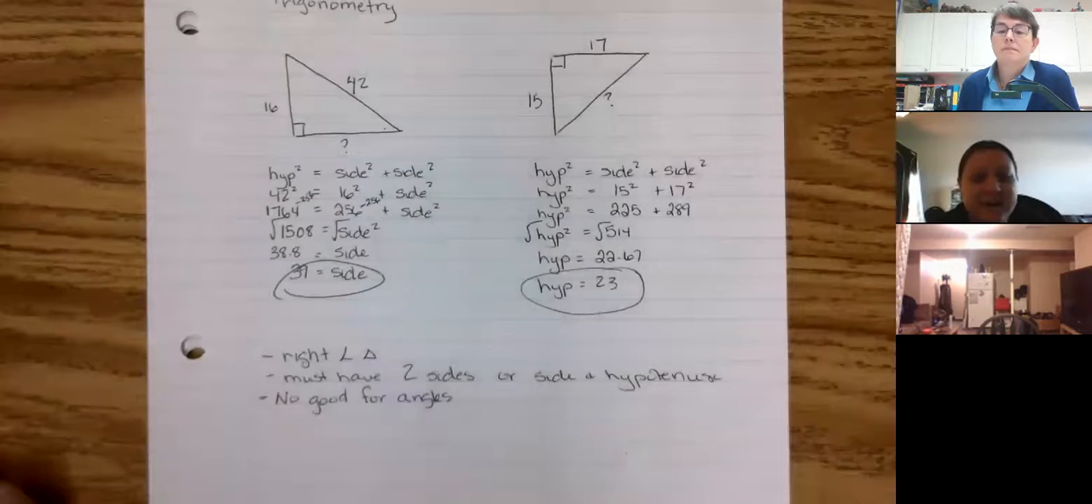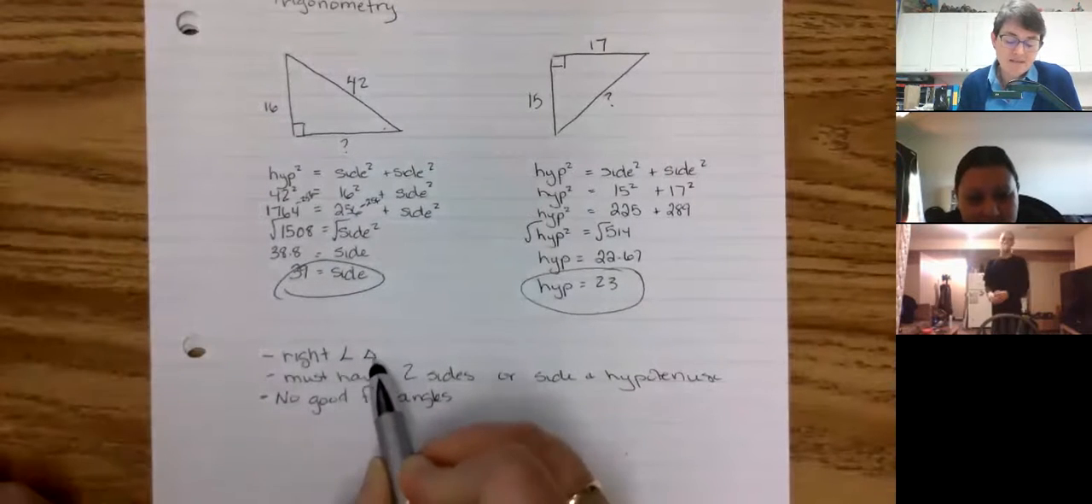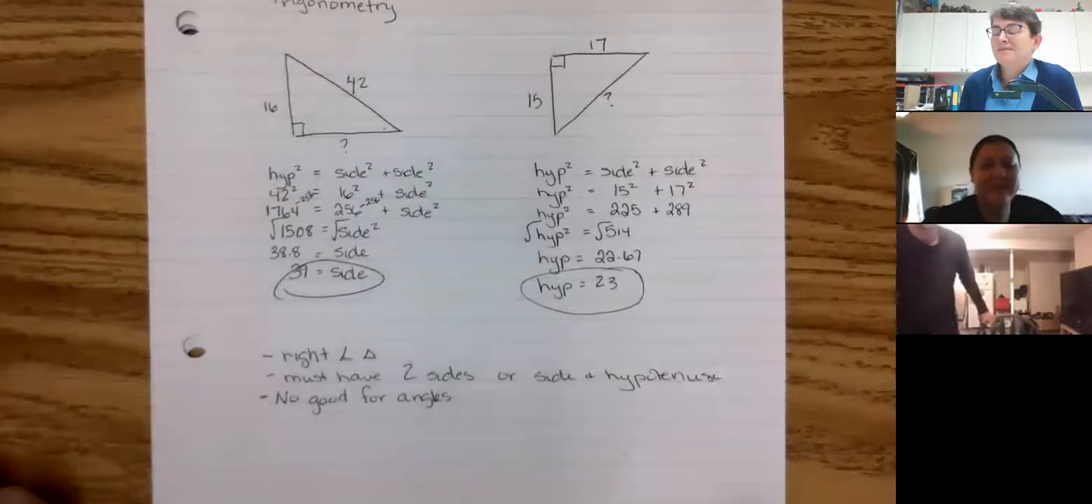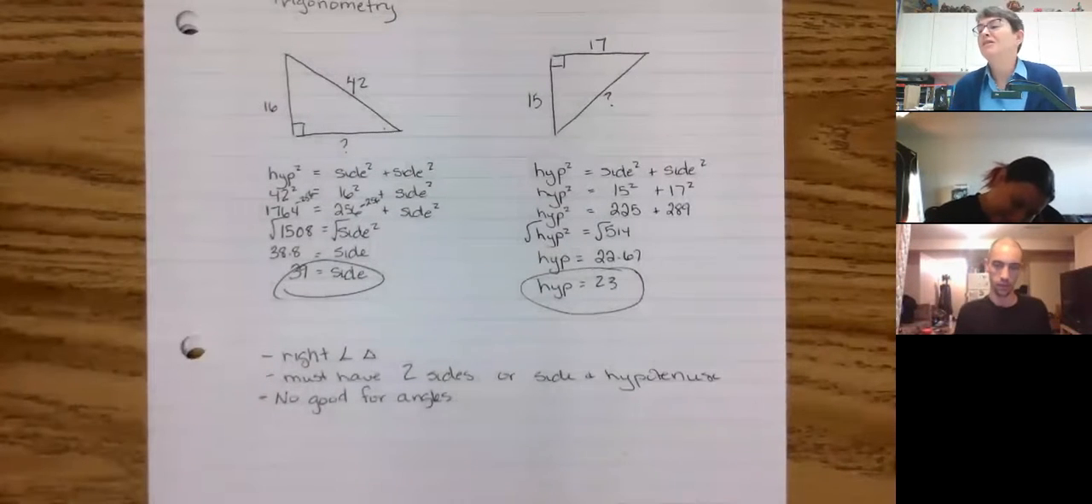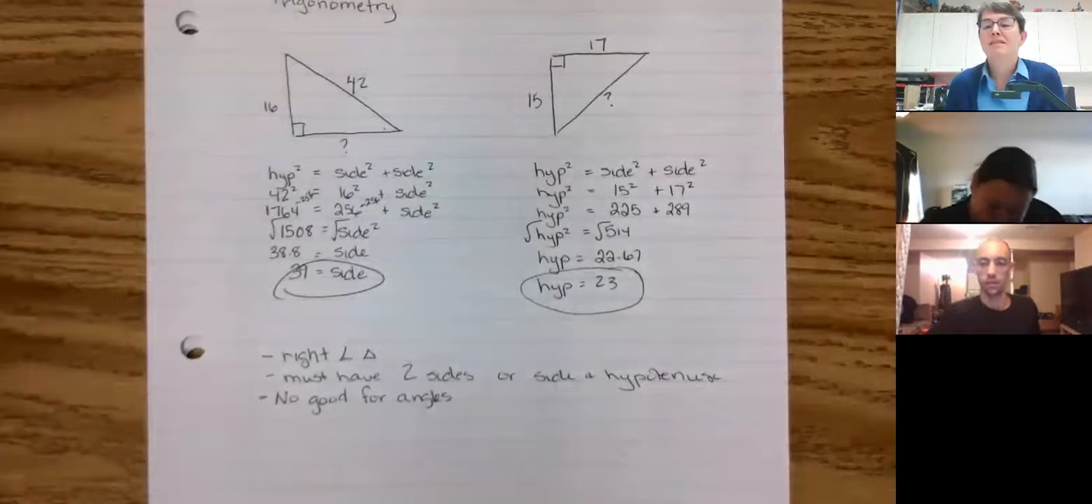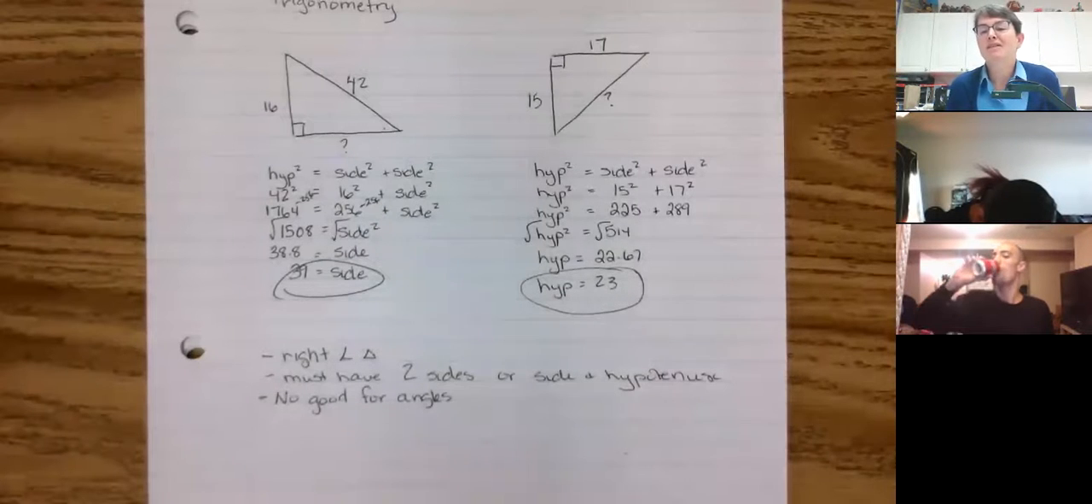Is that an L and a D? Or is that supposed to be a square? Oh, that's an angle and a triangle. Oh, a triangle. Okay. Oh, you also get used to my boring, weird shorthand.